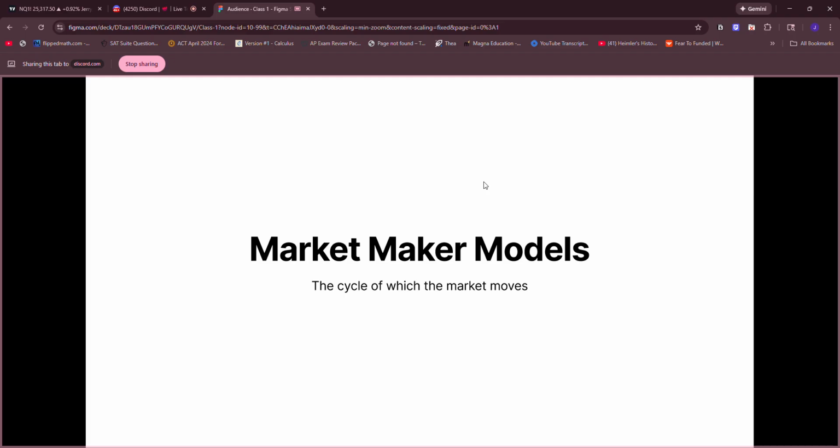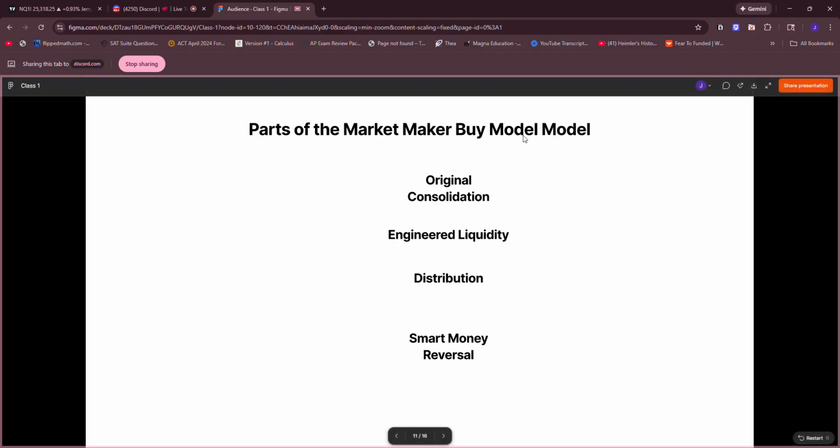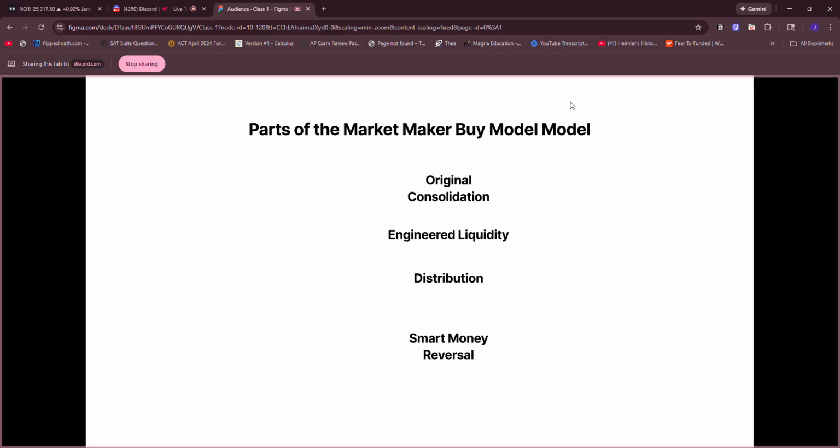So the last thing we're going to go over is market maker models. This is the cycle by which the market moves, and it is very easily overcomplicated, in my opinion. It's only a few very simple steps. These are the parts of a market maker buy model. I spelled model twice. We have the original consolidation, engineered liquidity, distribution, and smart money reversal.